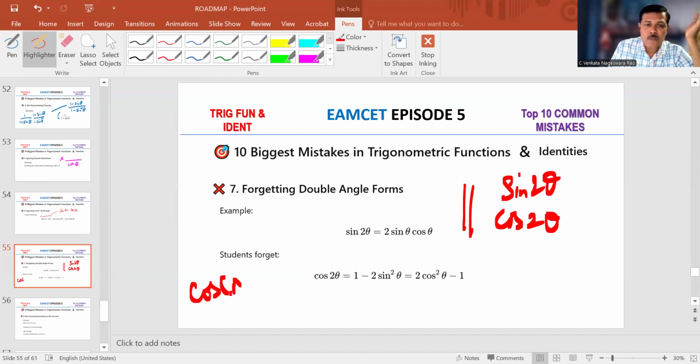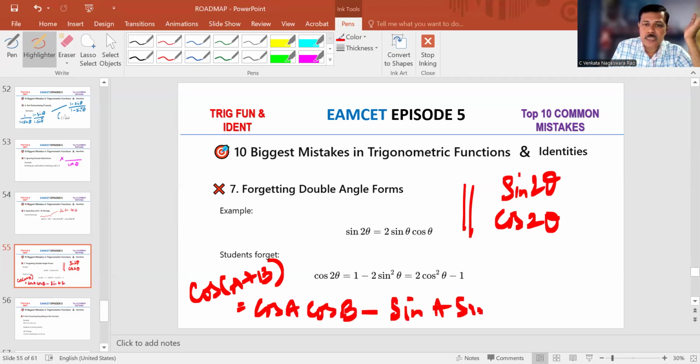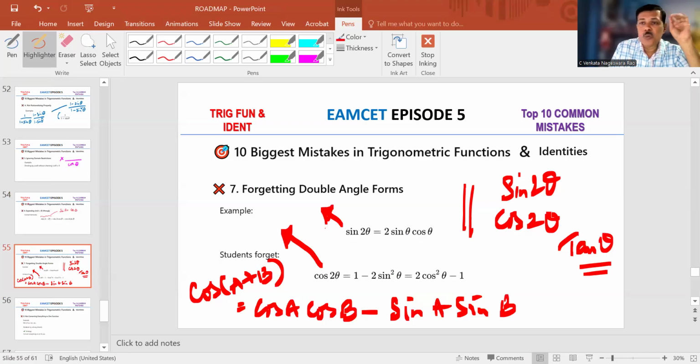So cos of A plus B, you can write as cos A cos B minus sin A sin B, right? If I say A and B are the same, it becomes cos square theta minus sin square theta. So cos 2 theta has different forms, while sin 2 theta has only one form. So be very careful. And these can also be written in terms of tan theta. That is also very important while doing differentiation.